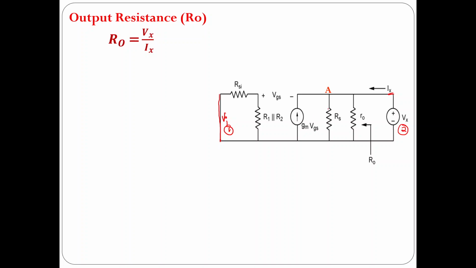Now, for that what we are going to do is, we are going to assume this A point. This is my A. Okay, I am assuming node A. So, apply KCL at node A. Hope everybody knows KCL.